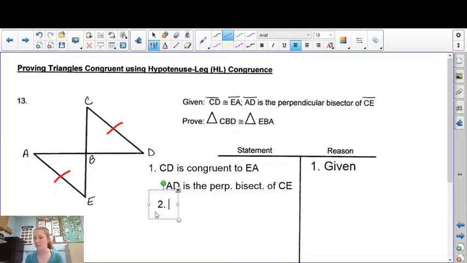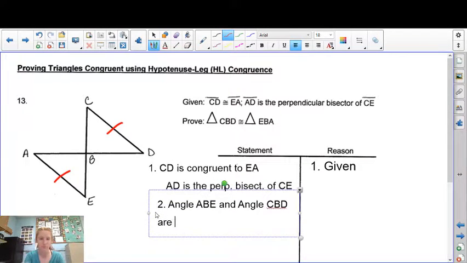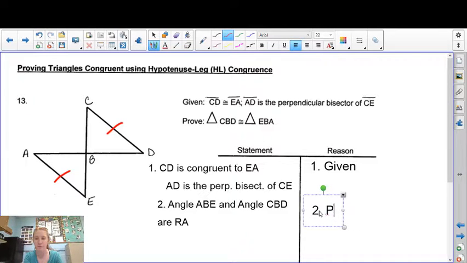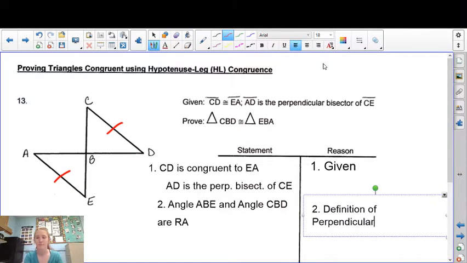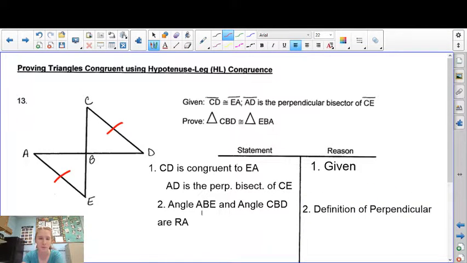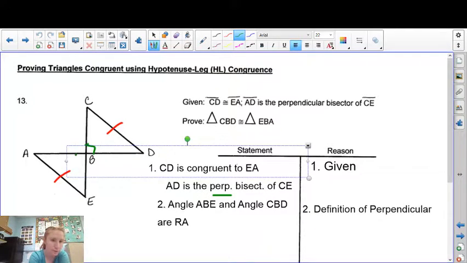And what does it mean to be a perpendicular bisector? Well, a couple things. The first thing that it tells me is that it's perpendicular. So perpendicular means right angles. So angle ABE and angle CBD, sorry, I couldn't find my C key, are right angles. And what told us that? The word or the definition for perpendicular. And so because we've said that we have a right angle, I'm going to go through, I'm going to create a right angle there.